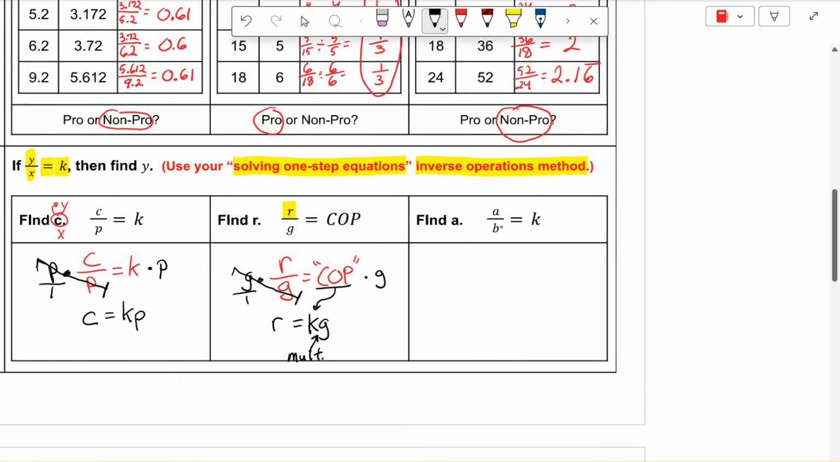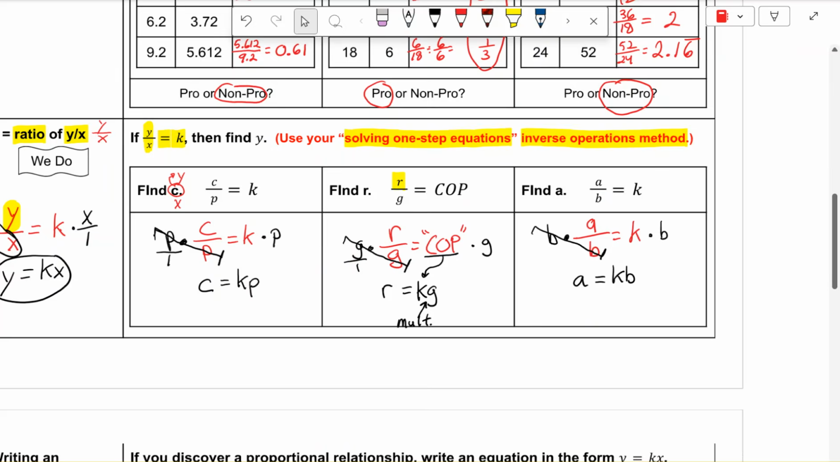Okay, this last one does not say y over x, it says find a, and our a we know is our y because it's on top, and our b is our x because it's on the bottom. So let's rewrite this problem. a over b is equal to k. Okay, a is being divided by b, so we're going to do the inverse of that, which is to multiply by b on both sides. The b's are gone, and a is kb. So it doesn't really matter what letters are representing y and x. As you can see, the y is on top, and the x is on the bottom.